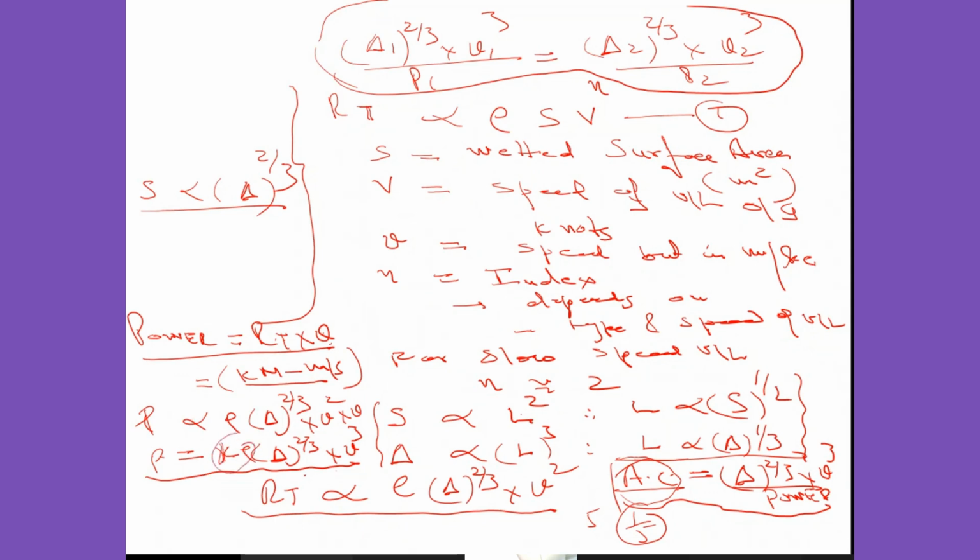So if this is constant, 1 upon k r will also be a constant that we are calling as AC, and we can say AC is equal to delta 2 by 3 v cube over power. And that is how we got this relationship. This formula will be used in numericals. Of course, otherwise I would not be doing it. This is the first type of numericals we will be doing.